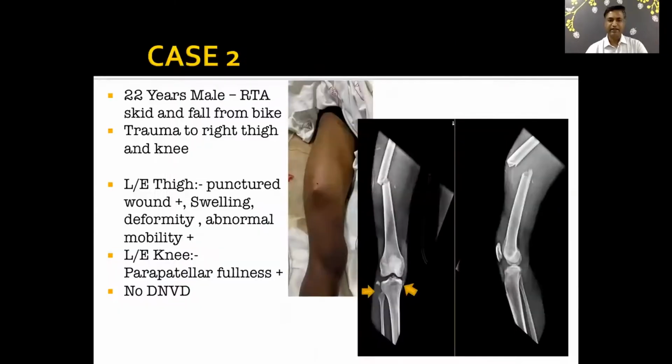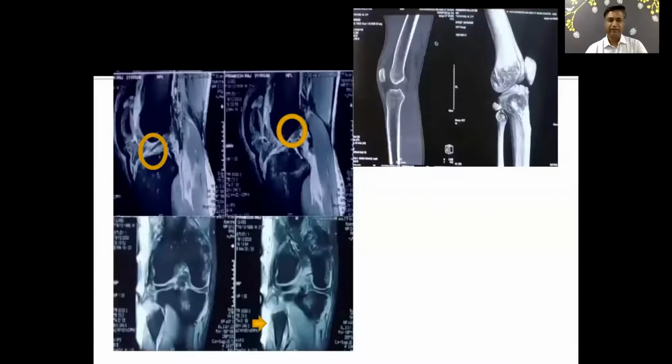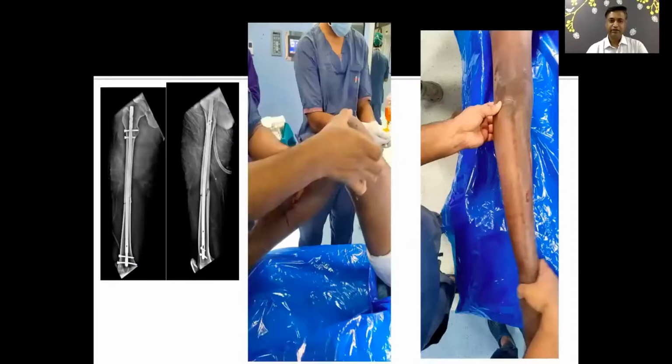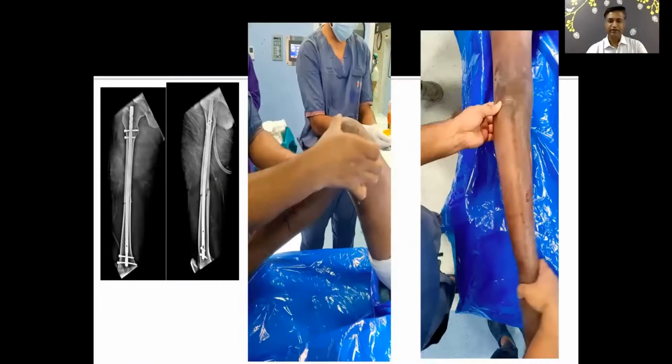This is another interesting case. The patient presented with a grade 1 open femur fracture. If you see his knee, there is avulsion of the fibular head. So we did an MRI for this patient. He had an avulsion of the PCL from the femoral side and a tibial avulsion of the ACL. So we fixed the femur, and then we saw this patient was having gross instability.